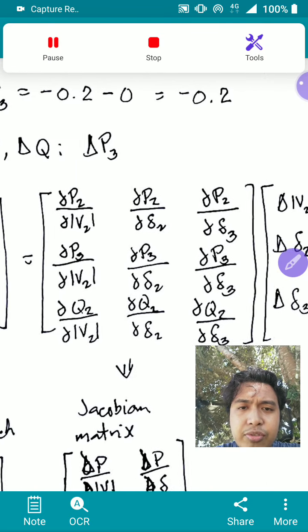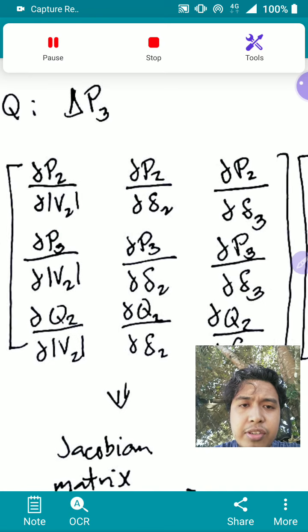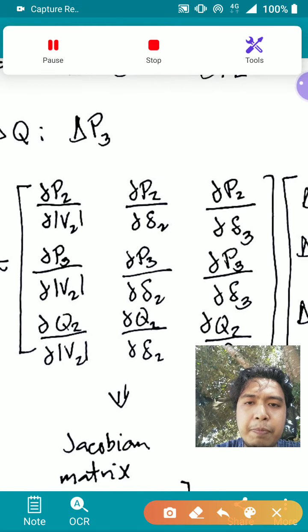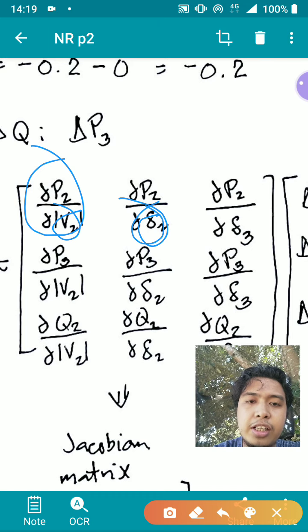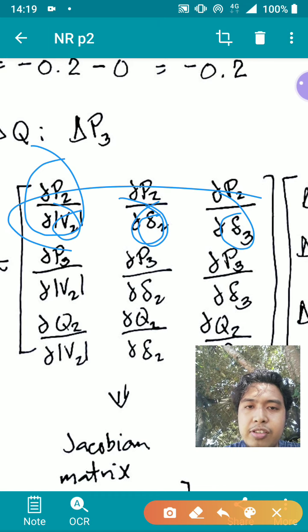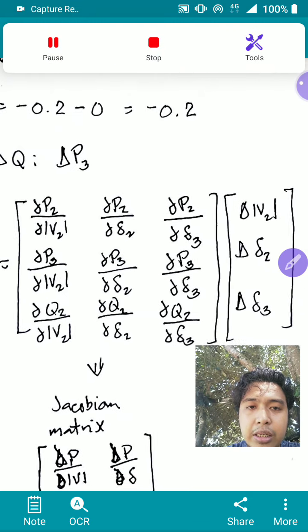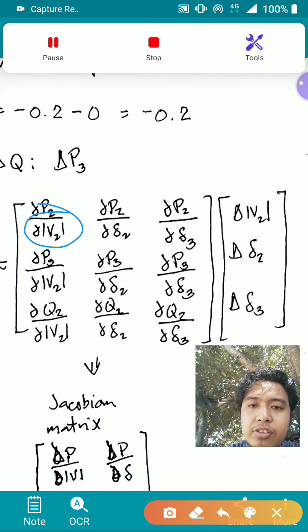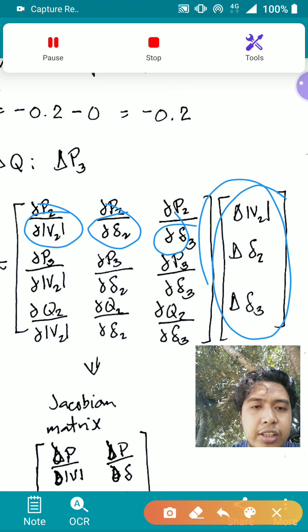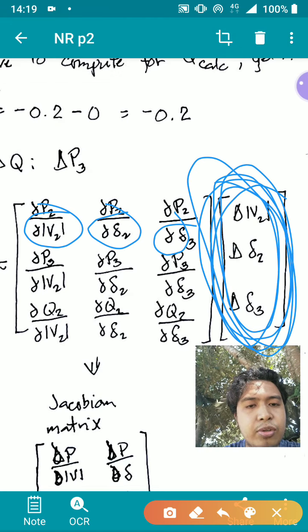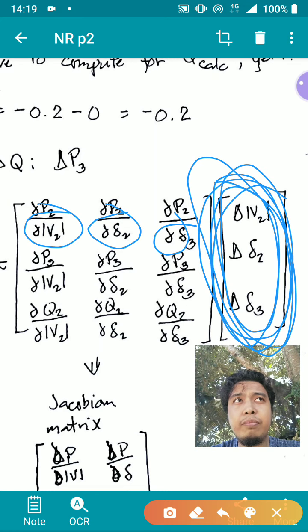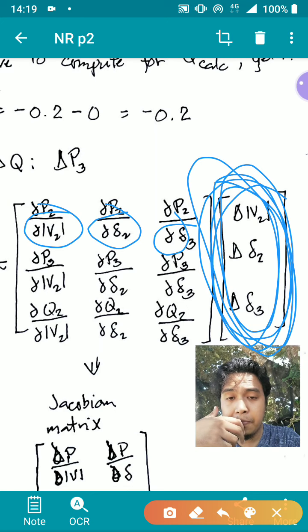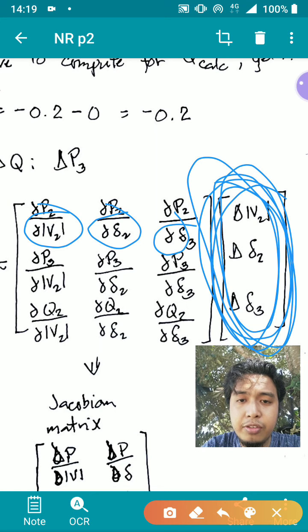Now you have this full equation of partial derivatives. Basically, you have a partial derivative of P2 on voltage magnitude 2, voltage angle 2, and voltage angle 3. The order of this is basically the same order as this one. That is very, very important. The reason why, it's basically matrix operations.